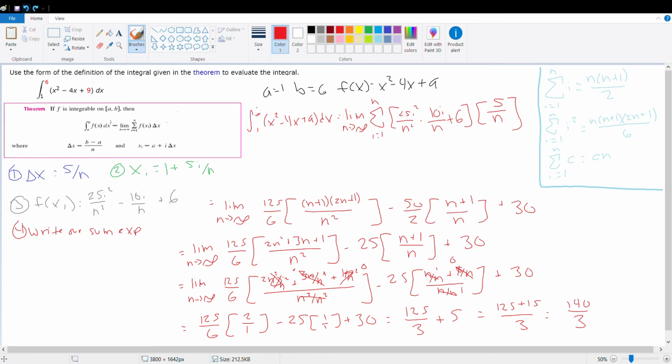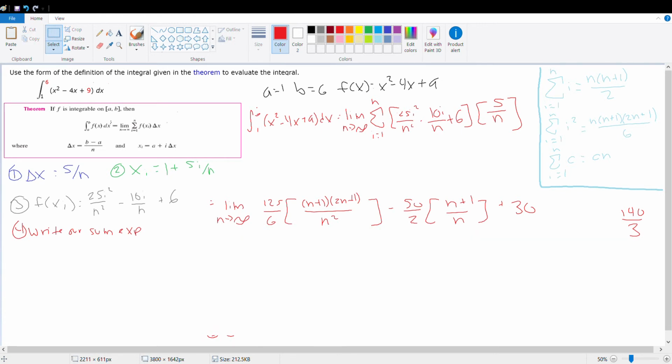It was that long process of converting it into a sum expression, evaluating the sums, and applying the limits. So let me just save this answer for us here, and we are going to check our answer using the fundamental theorem of calculus part 2. So I'm going to go ahead and once again get some more room for that whole process. Here we go.